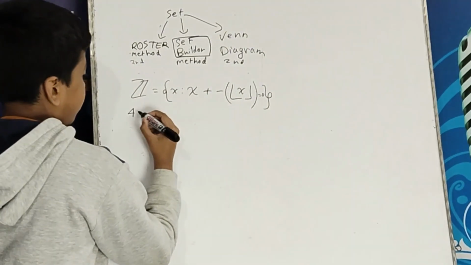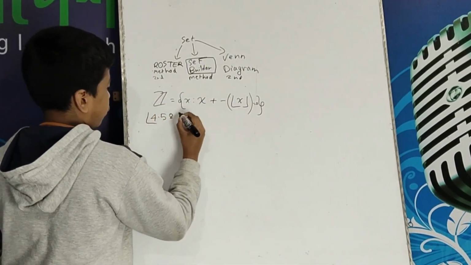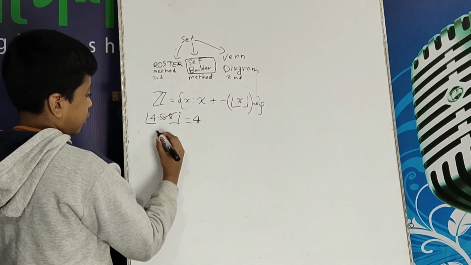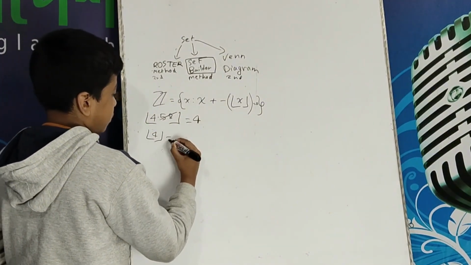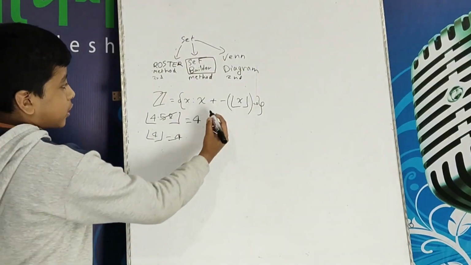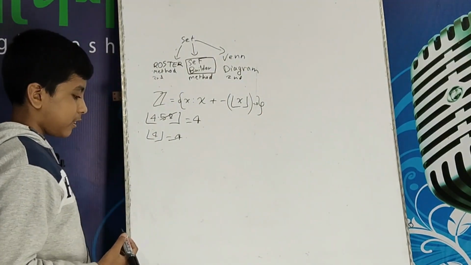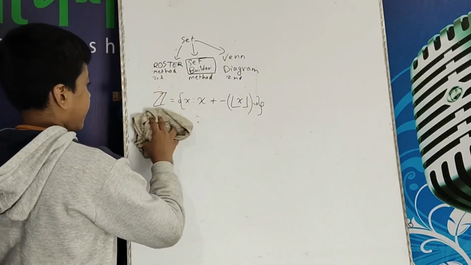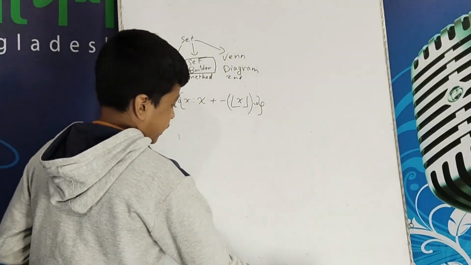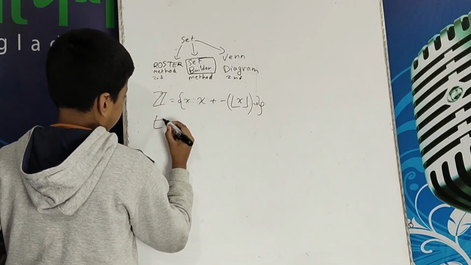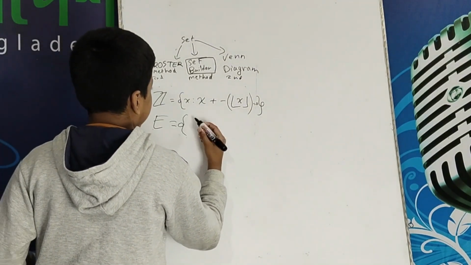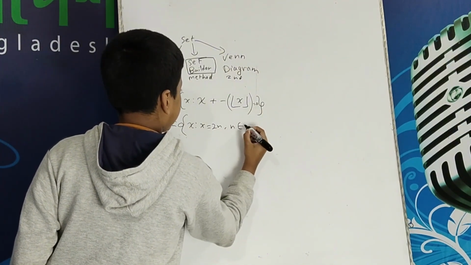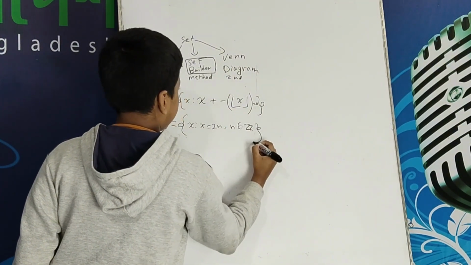For example, 4.58. Inside the floor function, the decimal part's gone, it's 4. So if you put 4 in this function, we just get 4. So it's just x minus x equals 0, that's it. So this is the set of integers. Now we take the set of all even numbers from before. So let's say that set is E. So x equals 2n, n belongs to the integers.